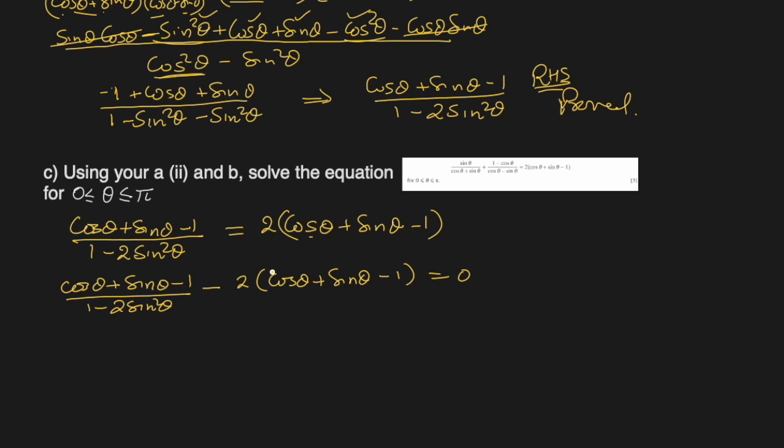Why did I do that? Because I don't want to lose this. By cancelling, this will also give us an answer. Why? Because they have something in common. What is common? Cos theta plus sin theta minus 1. This is common in this and this. So what is left here? 1 over 1 minus 2 sin square theta is left here, minus just 2 here, nothing else, equal to 0. Can you see that?